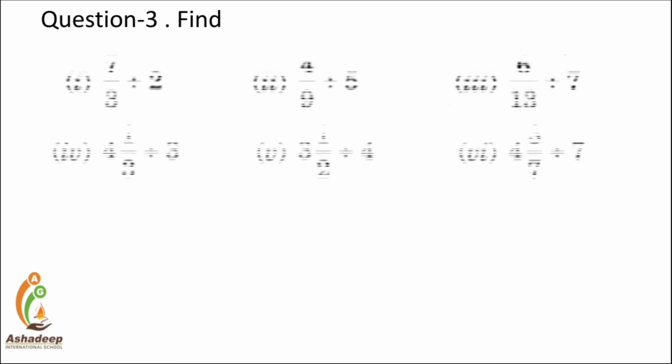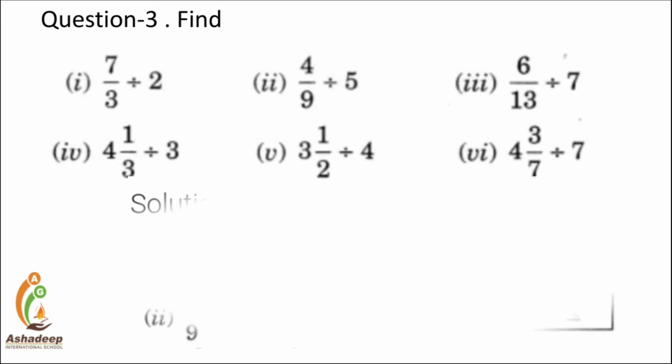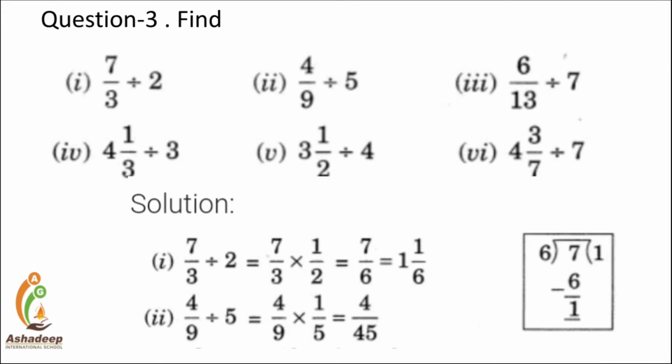Then question 3, find. Here we have to do the division. Here we have to divide a fraction by a whole number. It doesn't matter, the rule will still be the same which we were applying for the division of a whole number by a fraction. Okay, the first is 7 upon 3 divided by 2.